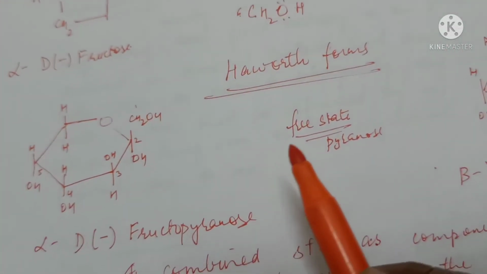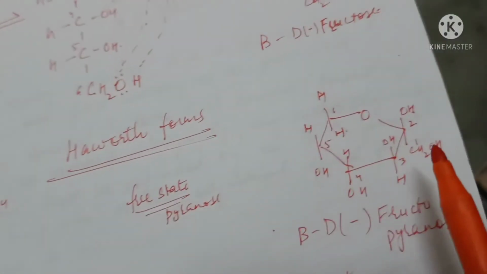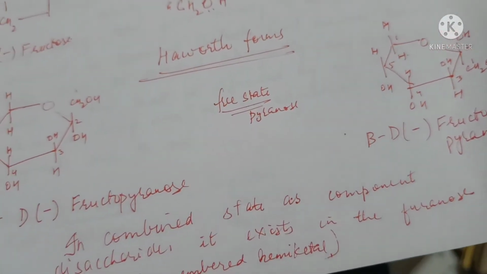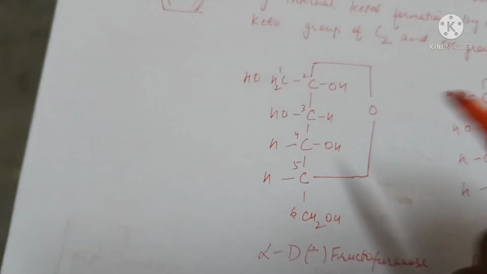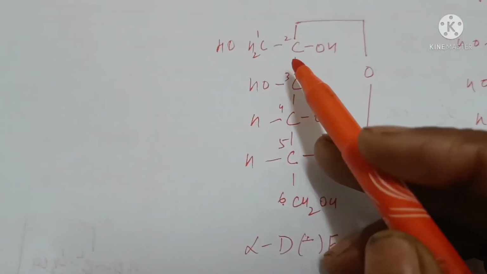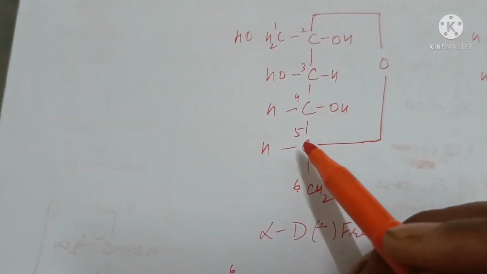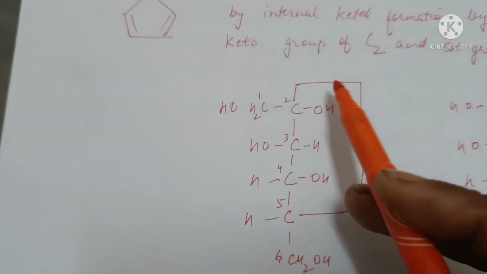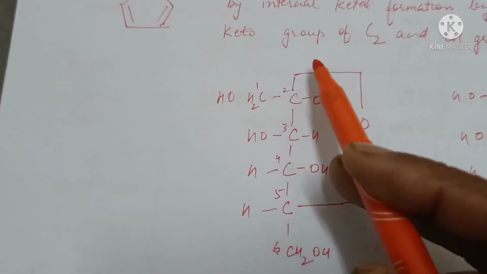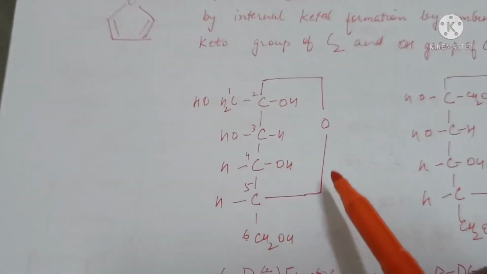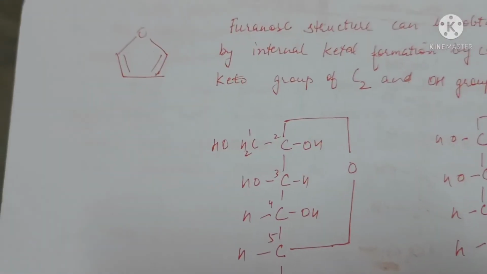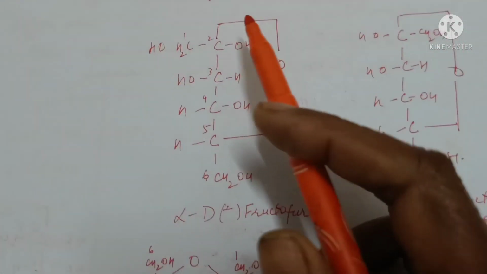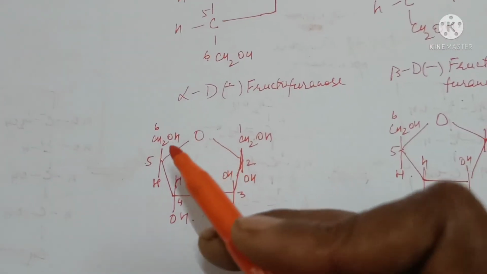Sometimes in the free state, it forms a pyranose ring. But when it is attached to another monosaccharide and is forming a disaccharide, then the ring that is formed is of 5 carbon atoms. The OH of the 5th carbon rather than the 6th gets attached to the double bond O of the 2nd carbon, and a 5-membered ring is formed. As this ring is similar to the structure of a furan, this type of structure is called Furanose structure, and it is written like this.